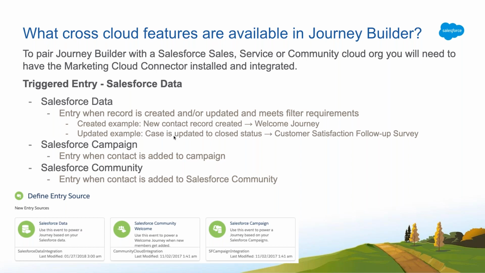So let's start at the beginning. Marketing Cloud Connect allows marketers to insert folks into journeys based on actions or data from their Sales and Service Cloud. As part of today's demo, we're going to configure the triggered entry to our journey using the Salesforce data option. I like to think of this as kind of like my cross-cloud spy. It watches a specified object for new records to be created or existing records to be updated to match defined criteria. Those records are then used to insert contacts, leads, and users into my journeys in near real time. We can also enter folks into journeys when they are added to a Salesforce campaign or added to the Salesforce community.